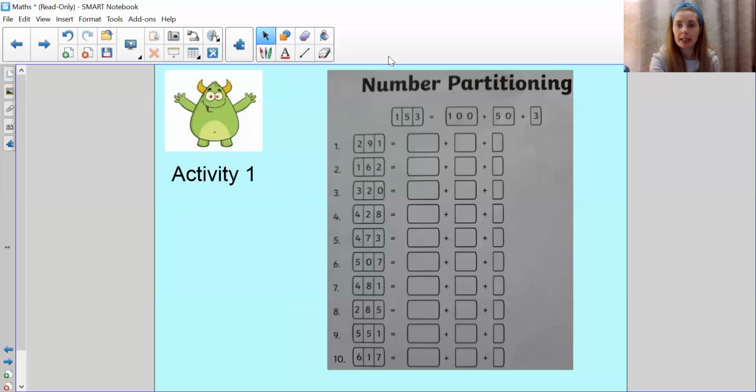You're going to be doing a partitioning. So you're going to be looking at a number and breaking it up into its hundreds, its tens, and its ones, okay, its place value. So what I would like you now to do is to pause the video and do these 10 sums for me on your piece of paper. Good luck.